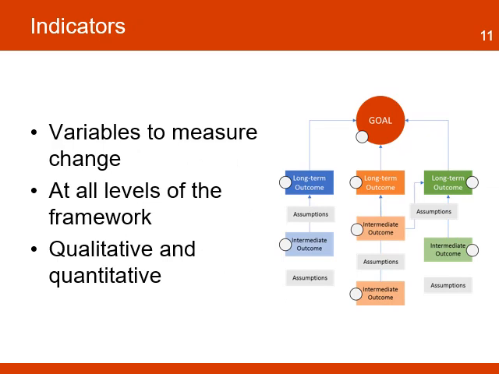Indicators are used to test the assumptions that underpin the relationships between the different levels of the theory of change. Indicators provide the evidence that a change has occurred. An indicator may be quantitative, like number of water systems, or qualitative, like the description of characteristics of a community.